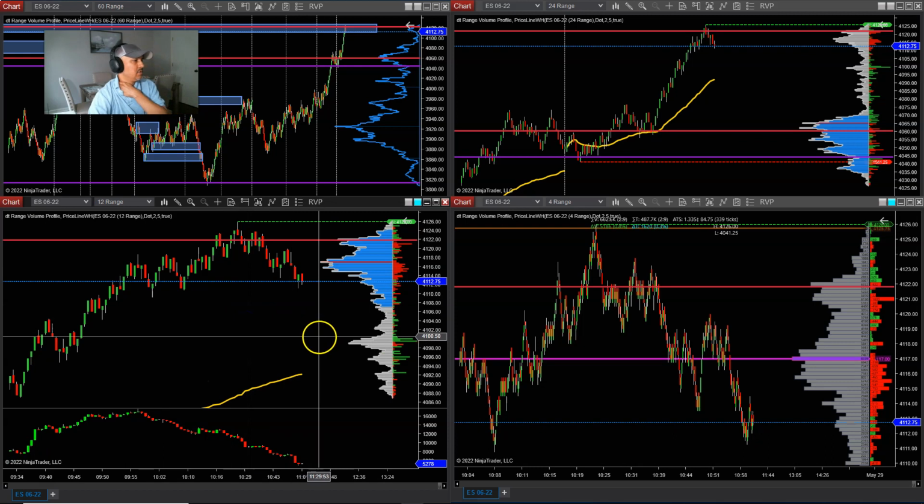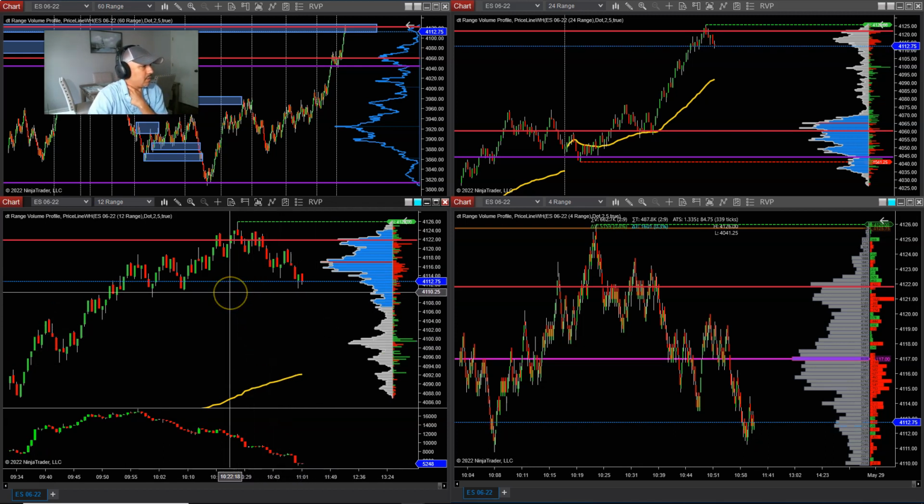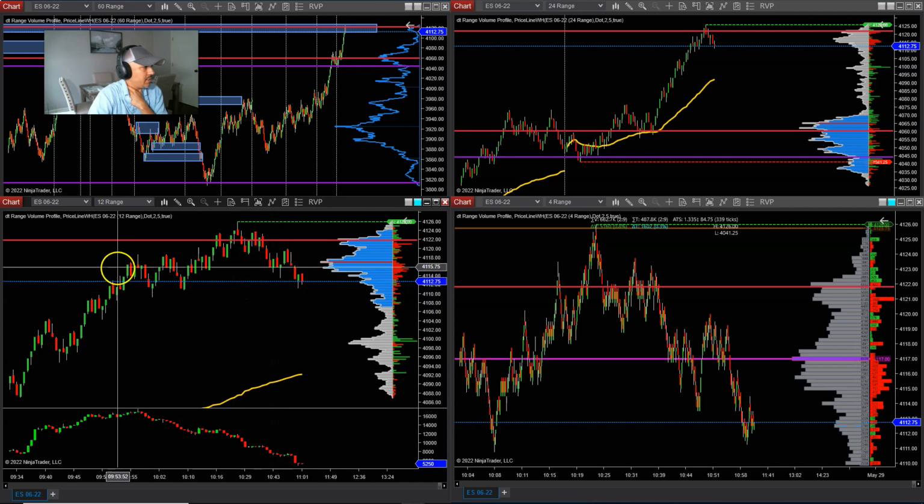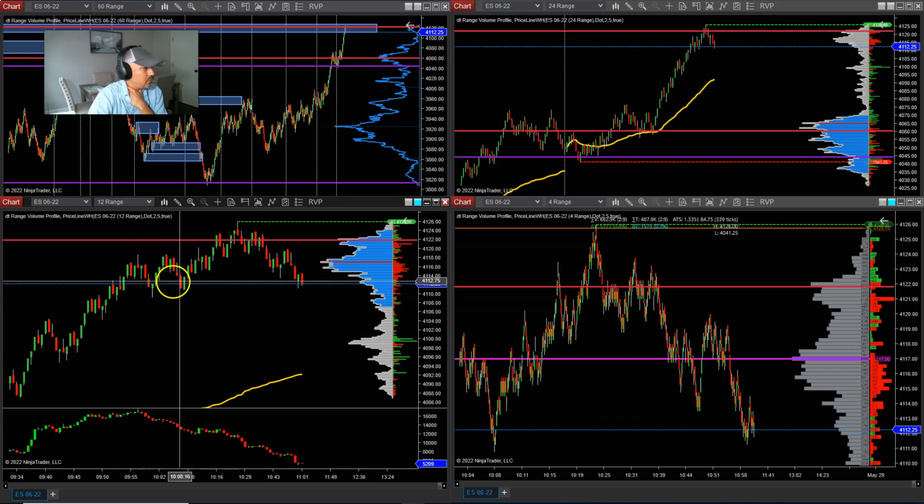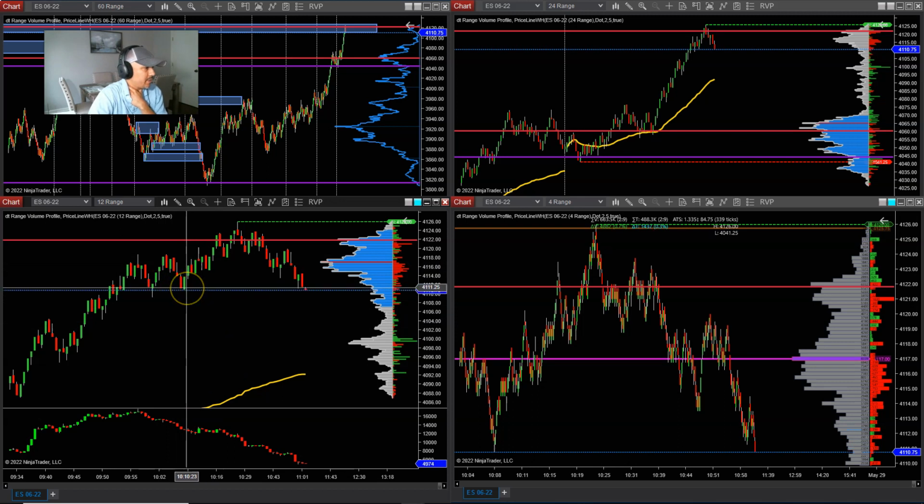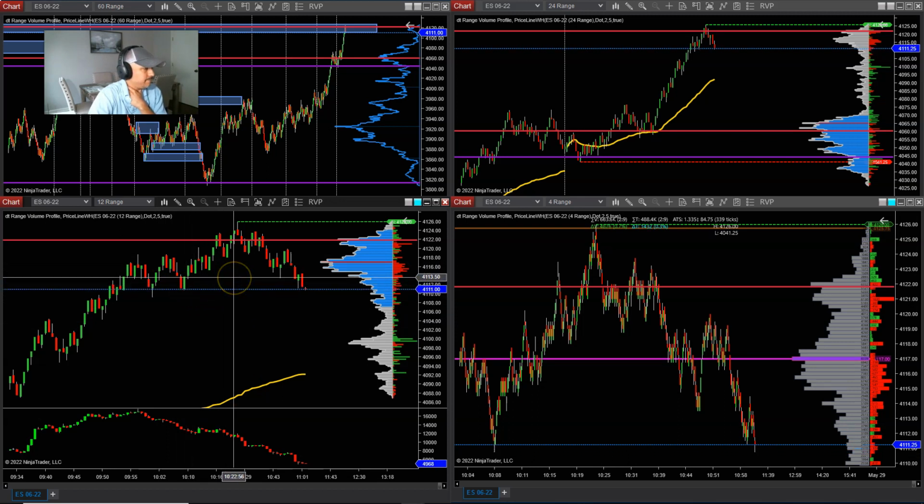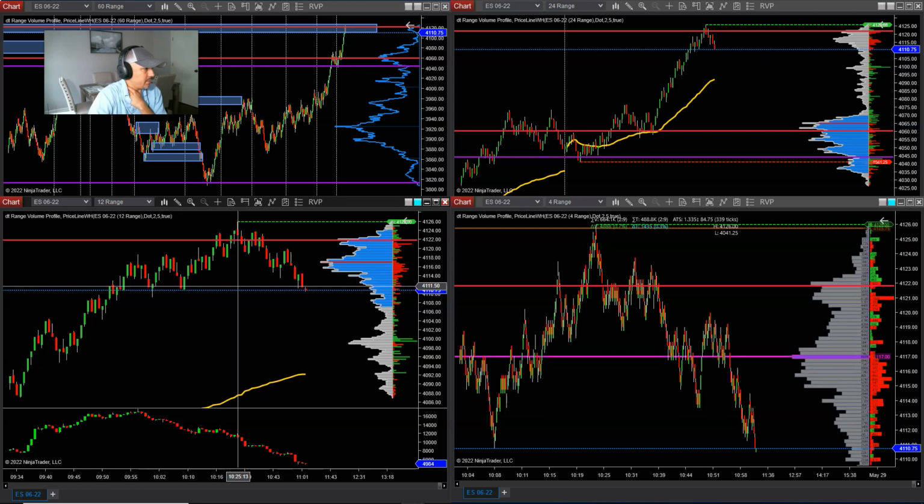I don't know if it's trying to push lower. Don't want to get caught up in a bad trade. Just looks like it's trying to push lower to me. It does appear that way.